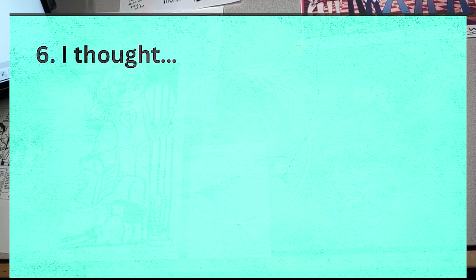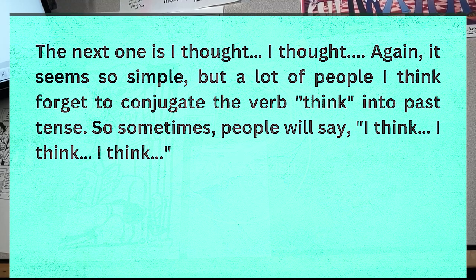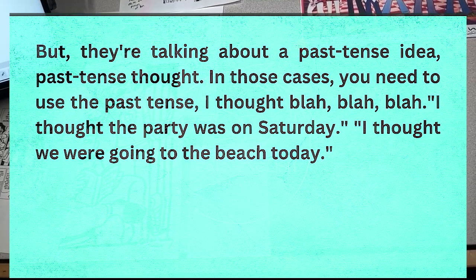6. I thought. The next one is I thought. Again, it seems so simple, but a lot of people, I think, forget to conjugate the verb think into past tense. So sometimes people will say, I think, but they're talking about a past tense idea, a past tense thought. In those cases, you need to use the past tense: I thought blah, blah, blah.